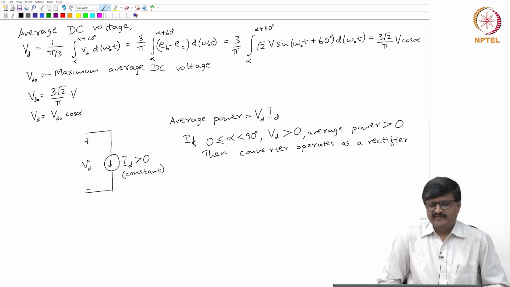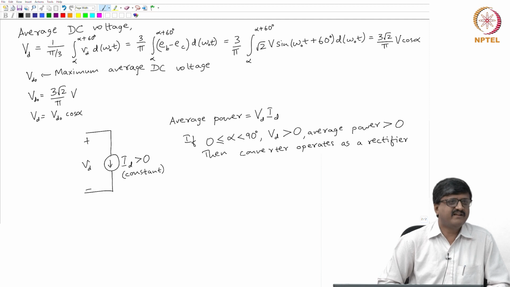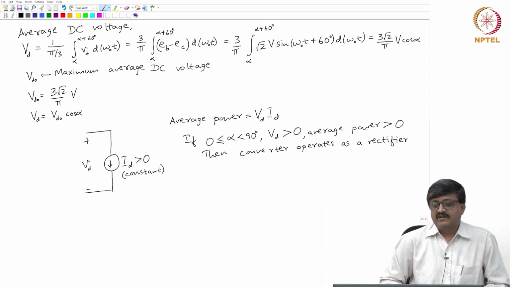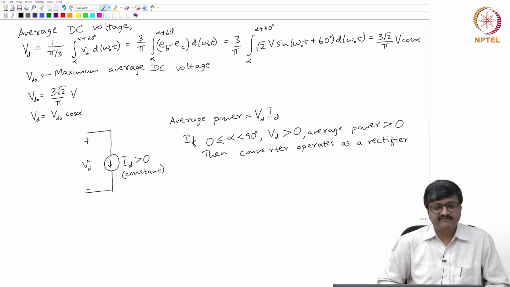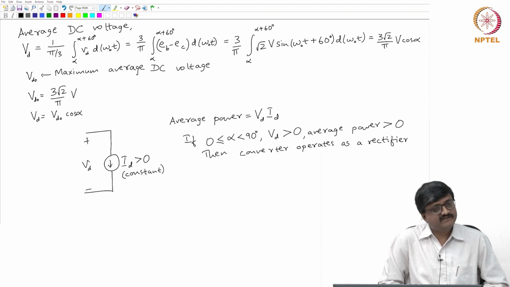Now, if alpha is 90, it is neither a rectifier nor an inverter, there is no power flow. Okay, when VD is 0, power is 0. Suppose alpha is greater than 90, then we get a negative value of the average value of the DC side voltage, then the power is actually flowing in the other direction. Then the converter is said to operate as an inverter.